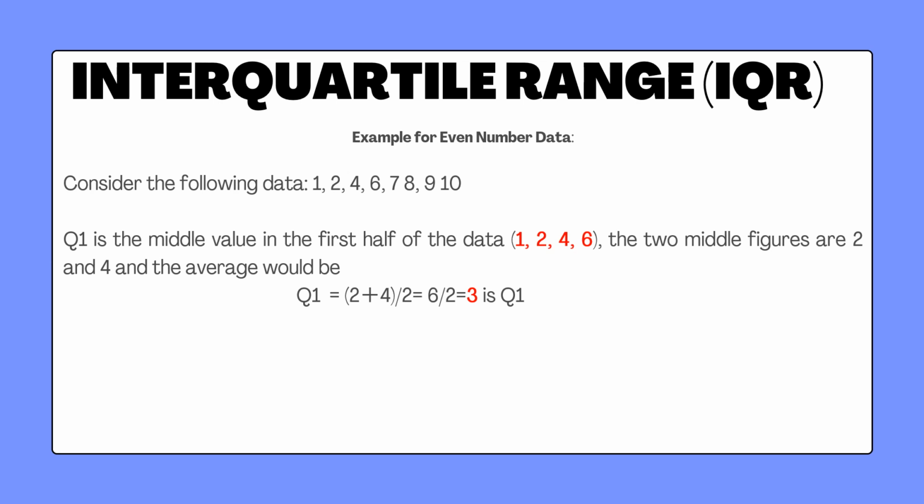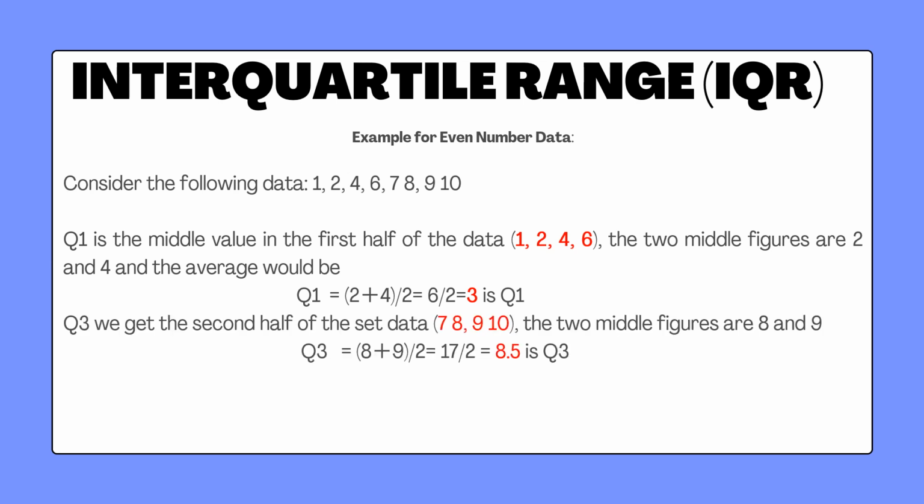Now, divide the data set into 2 halves based on the median. Q1 is the middle value in the first half of the data, 1, 2, 4, 6. The two middle figures are 2 and 4 and the average would be quartile 1 equals sum of 2 and 4 divided by 2, so that will be 6 over 2. Therefore, the value of quartile 1 will be 3.